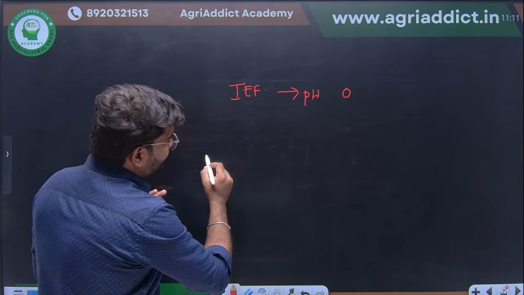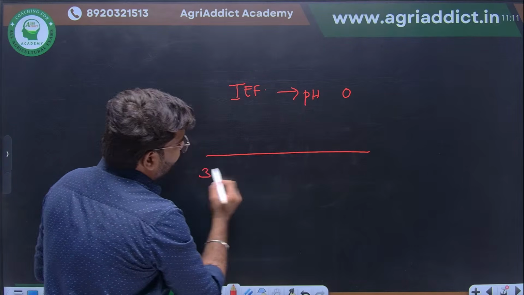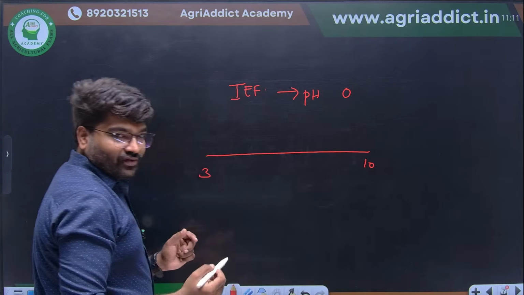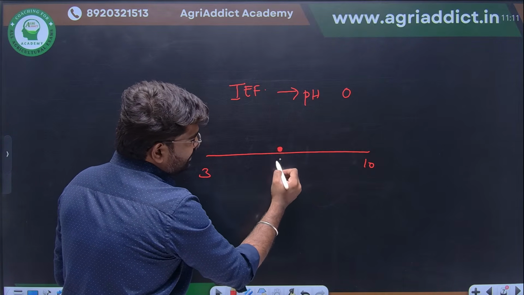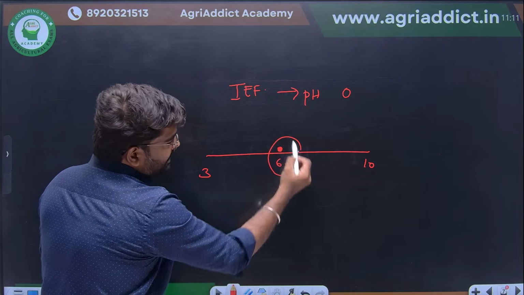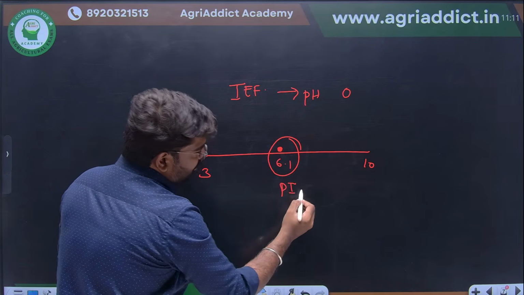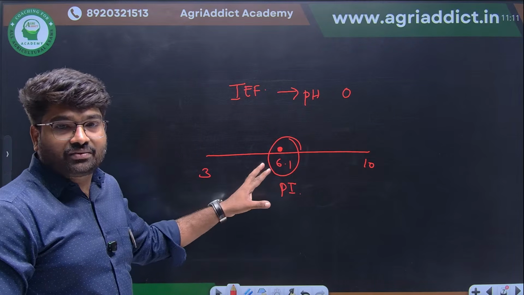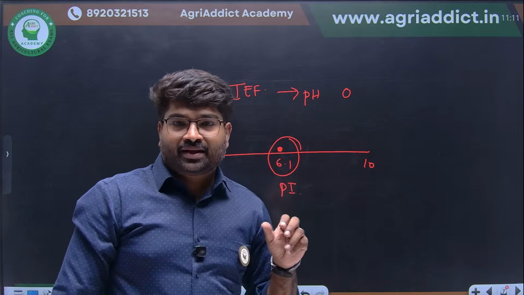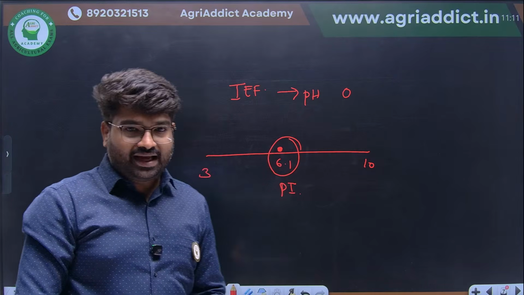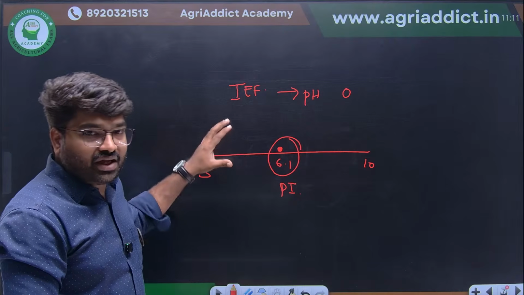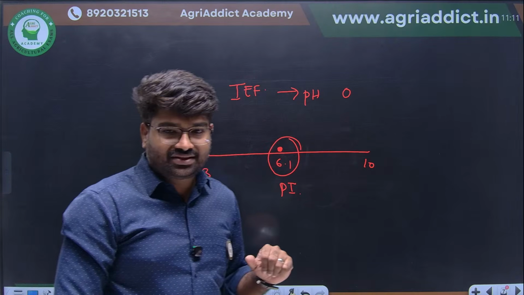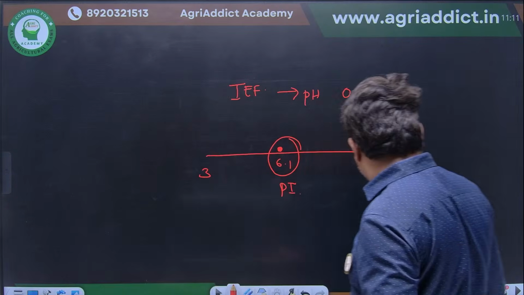For example, this is the pH range, say 3 to 10. If my protein has a net charge of 0 at pH 6.1, this is the pI, that is the isoelectric point. For each and every protein there will be a characteristic pI. So, based on the pI, that means isoelectric point, we will resolve the proteins. This is clear. This is most important.